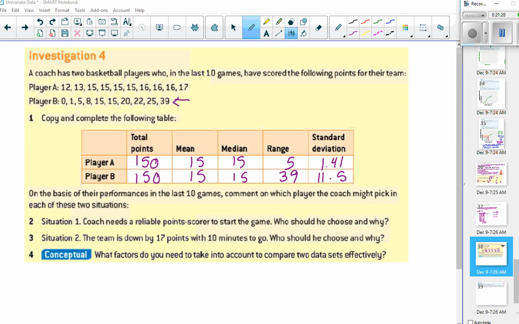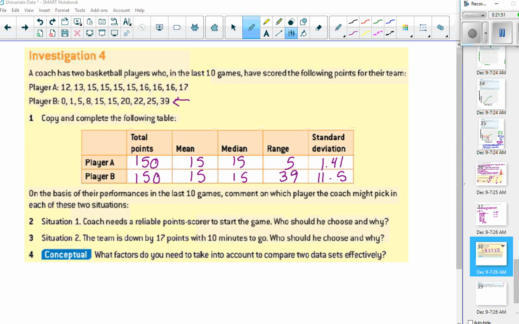Since the total points, mean and median are all the same, or even if they would be close, based on the fact that the range is small and the standard deviation is small, this player is very consistent with shooting. So this would be player A's perfect position. Put him in, he's a consistent shooter, he's going to more or less score the same number of points.